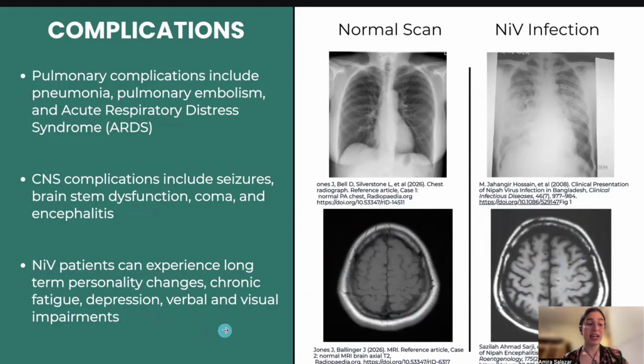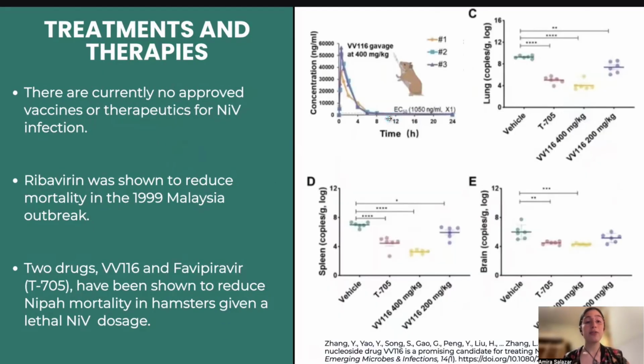While the severity of acute and long-term symptoms varies with each strain, they often progress rapidly, with doctors from the 1999 Malaysia outbreak reporting patients going from stable to comatose in a matter of hours. Unfortunately, there are no approved vaccines or therapeutics for Nipah virus infection currently. The antiviral drug ribavirin was shown to reduce mortality in the 1999 Malaysia outbreak, but the mechanism by which that drug disrupts Nipah virus is not understood.